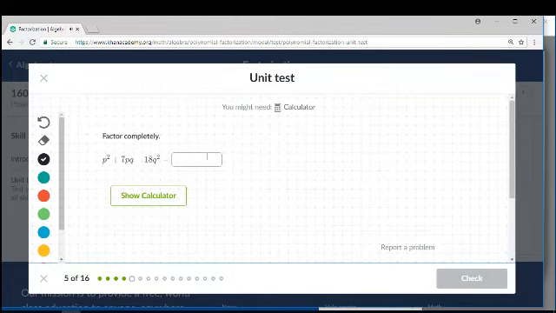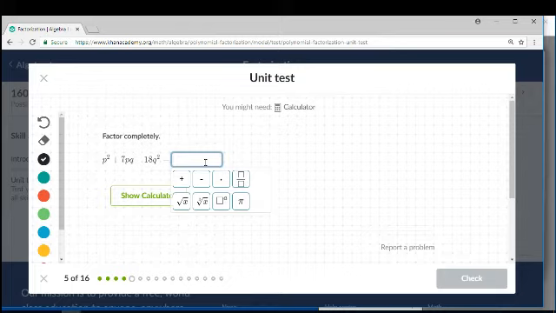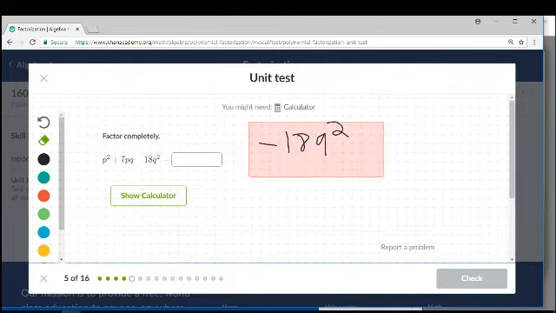All right, factor completely: p squared plus 7pq minus 18q squared. P squared, okay. So let's look at negative 18q squared. All right, well, no. There's a better way to do this.